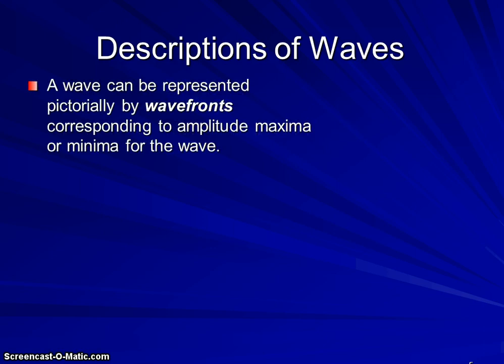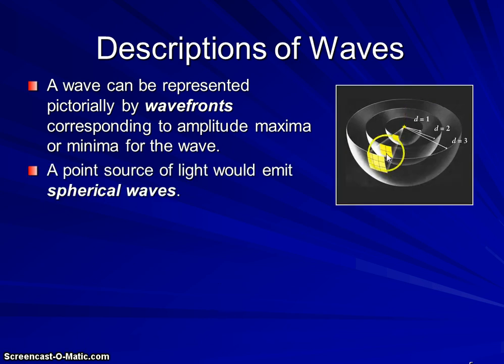Now, if we want to start thinking of problems in terms of quantum mechanics, that means representing the things that we want to calculate, the systems we want to calculate, as waves. So a wave can be represented pictorially by wave fronts corresponding to the amplitude, maxima, and minima. So for example, instead of thinking of this as a wave, we can say that each circle, if this is a dot point of light, represents a wave front, a maximum or a minimum for that wave, and so they would each be a certain wavelength apart.